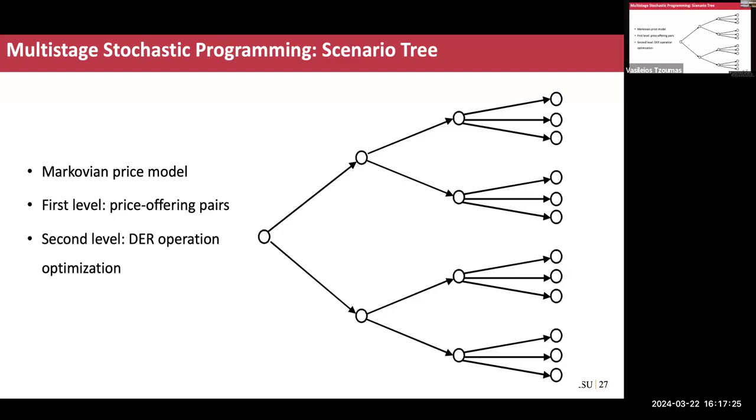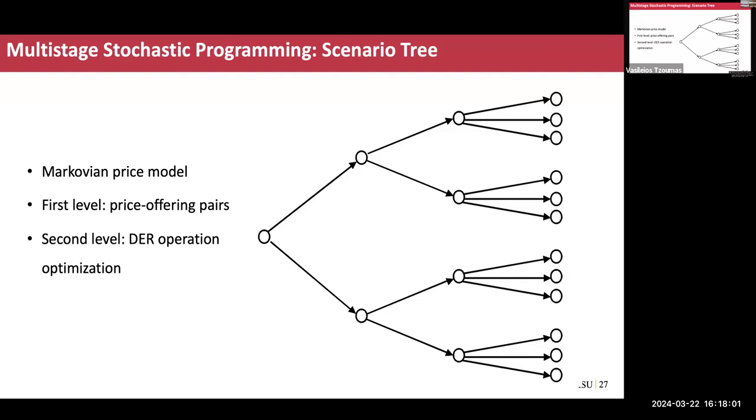So we have a two-level problem. In the first-level problem, we want to determine, for the given price based on the Markovian price model, what is the power offering that we want to come up with. And this problem is actually quite scalable because we have a finite number of prices, right? For instance, we have a 10-stage problem. For each stage, we have 5 discrete price signals, or price forecasts. We have 50 prices and 50 power offerings to determine for those 50 prices.